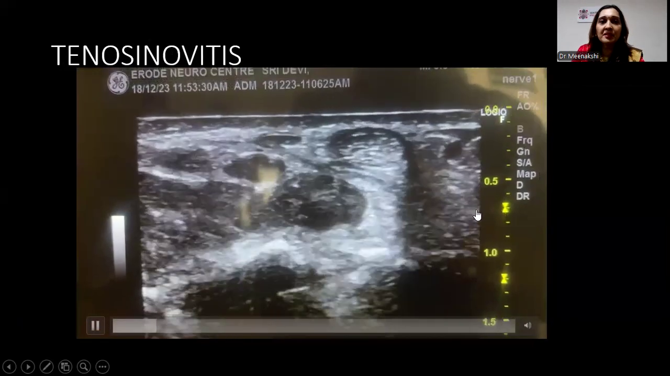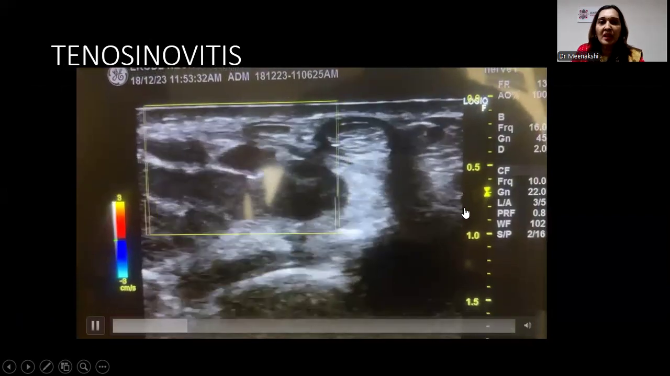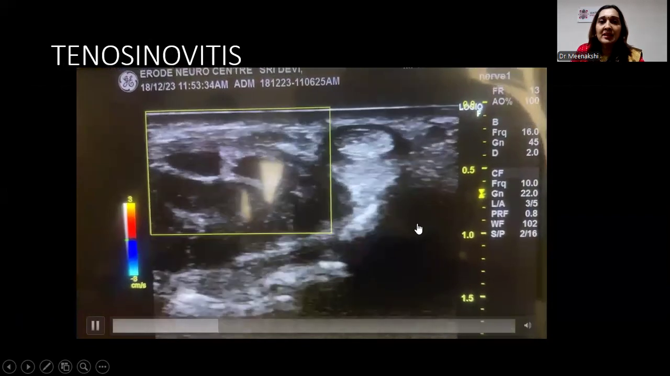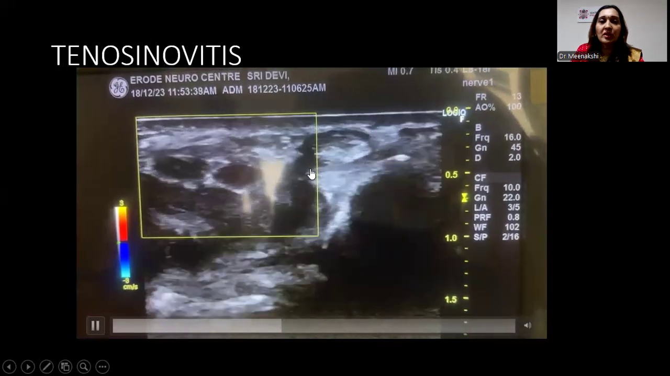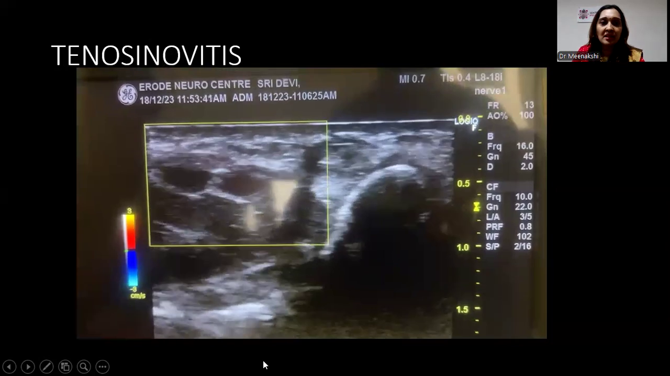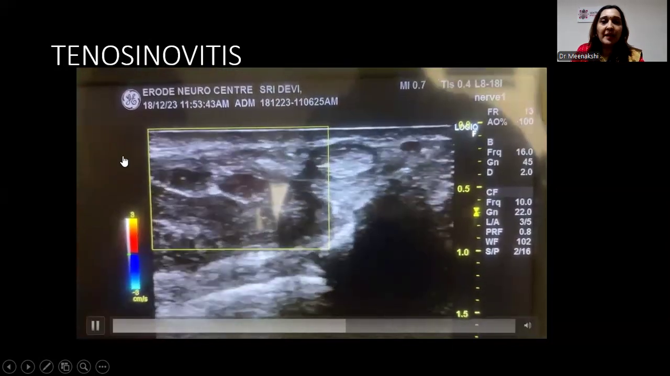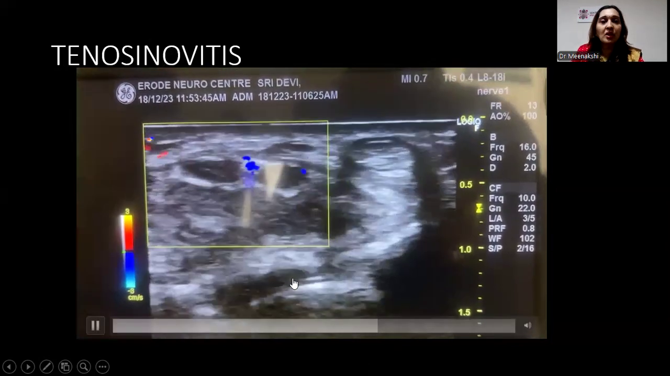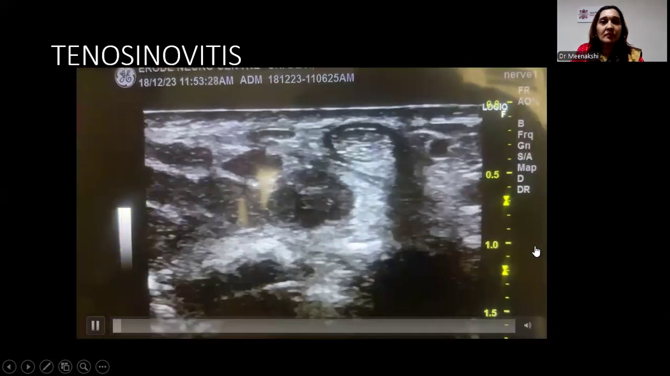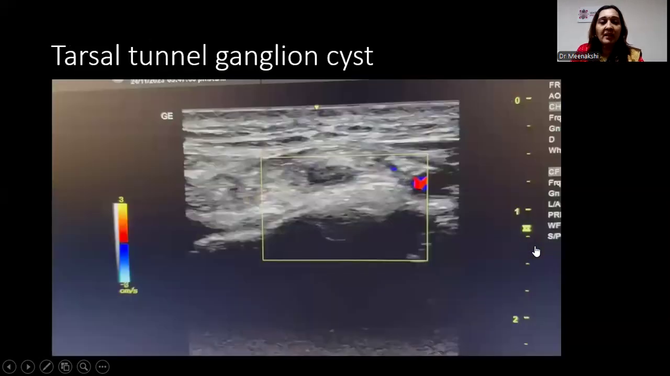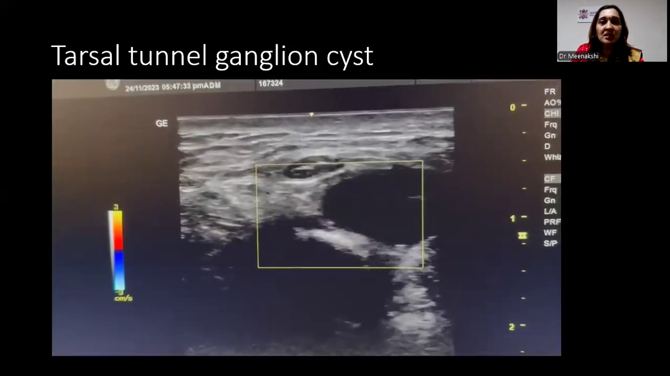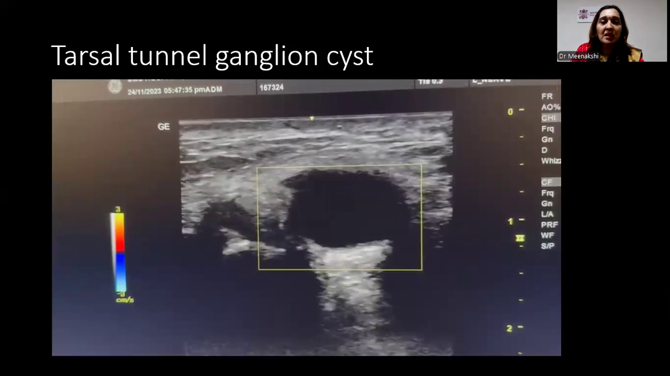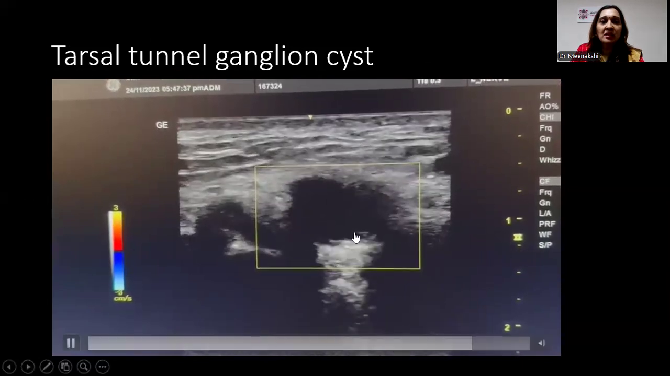We had a patient presented with tarsal tunnel syndrome, and you can see. No, sorry, this is a case of tenosynovitis, and you can see a lot of hypoechogenicity around your muscle. Okay, and this is another interesting case of tarsal tunnel ganglion cyst, which is engulfing your tibial nerve.